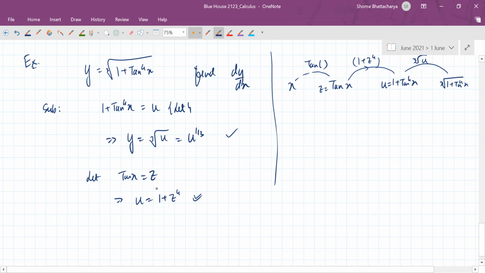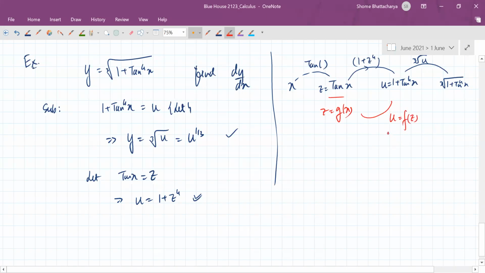So basically z is a function of x. U is a function of z. And y is a function of u. See, z is some kind of function of x, let's say. Then u is some kind of function of z.